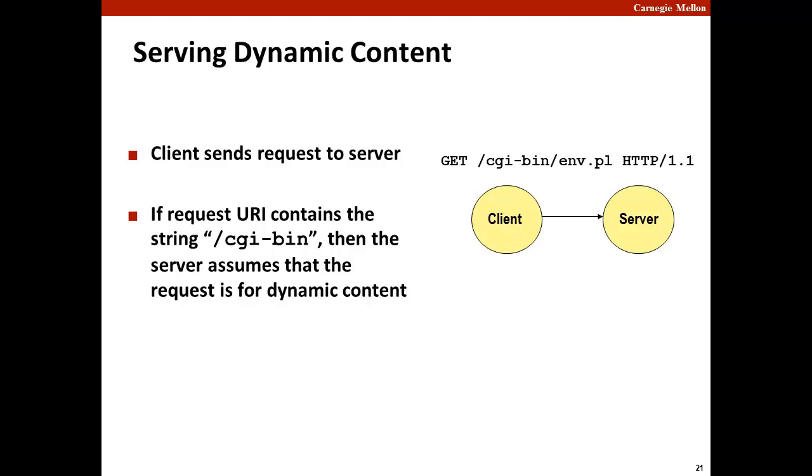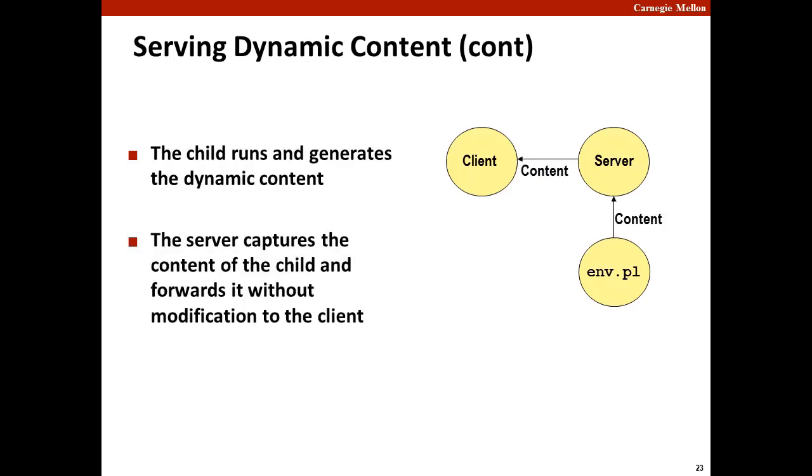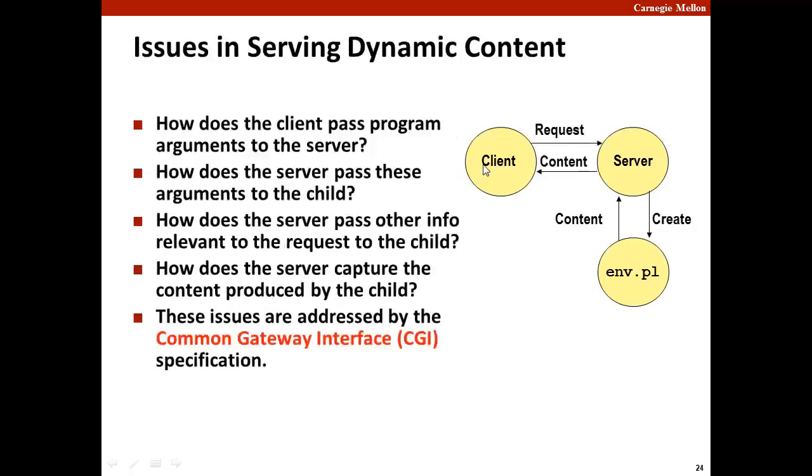So the request here contains CGI-bin, so itsy-bitsy Tiny is going to say, must be a CGI-bin program. Better run it. So the server then forks off a child and ultimately will exec this program, right? But we have to get the output of this program to the server. Once we fork this off, the output here in some sense goes through the server to the client.